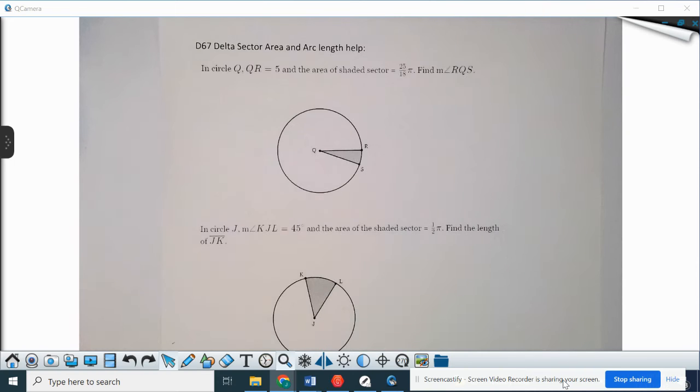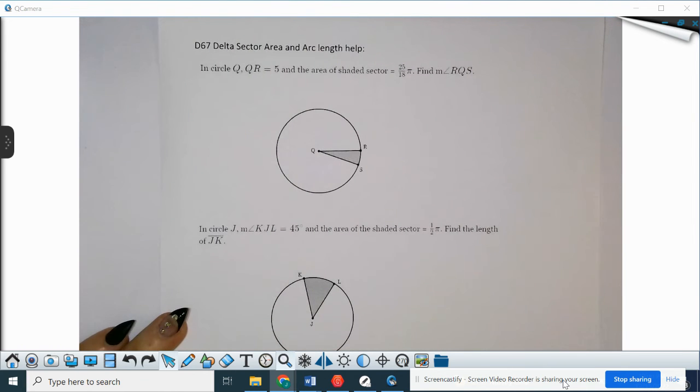So for Delta Math, doing sector area and arc length of the level 2. So this is what you should be running into. We pulled a couple of the ones that we worked on in tutoring today and some callouts that people have given me throughout the day as far as questions are concerned.